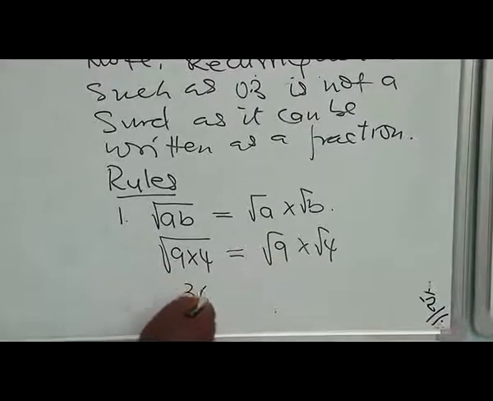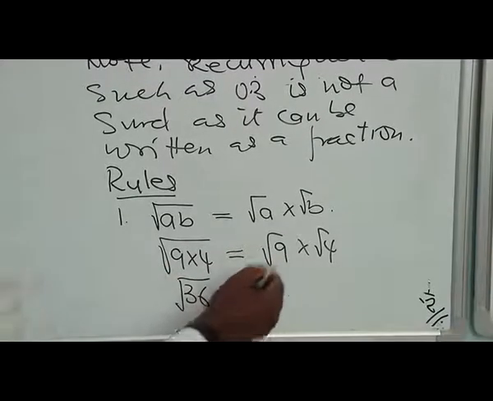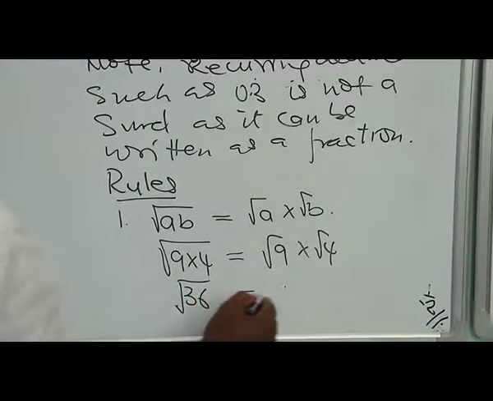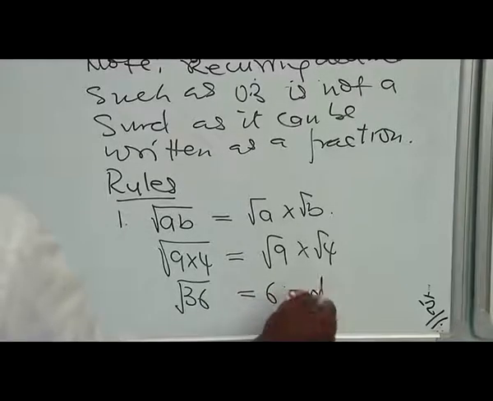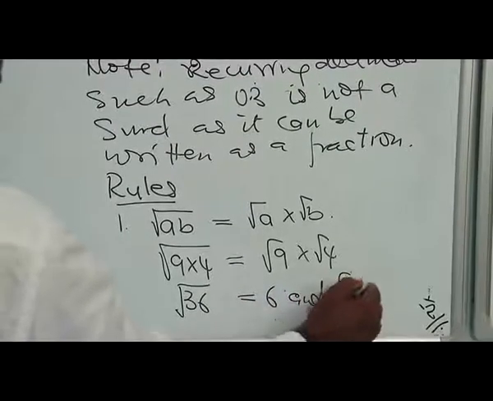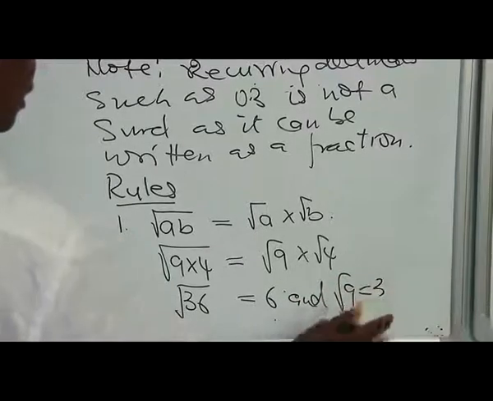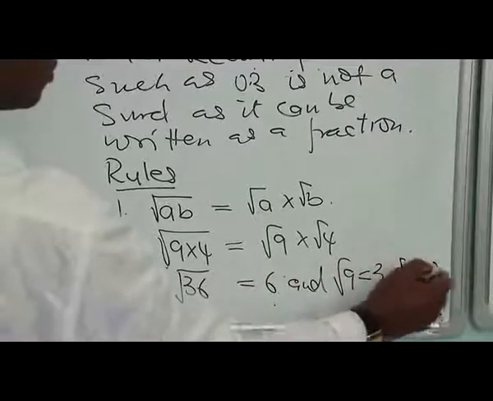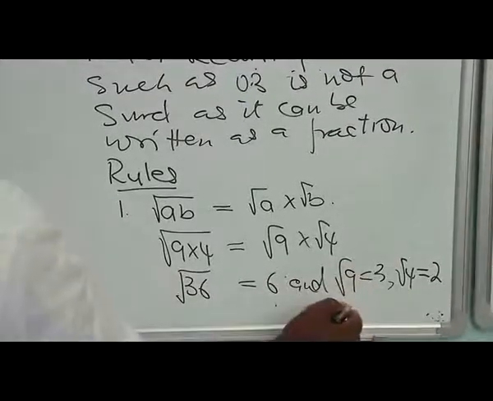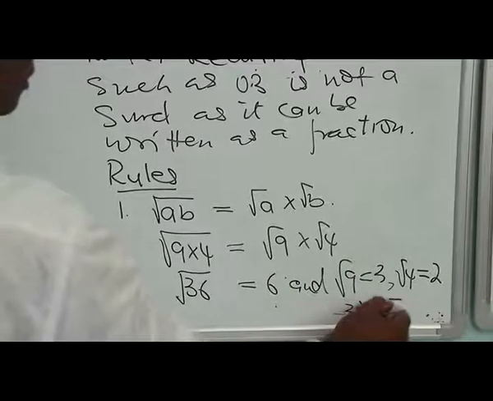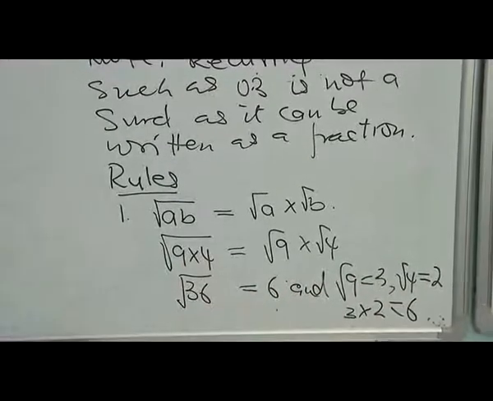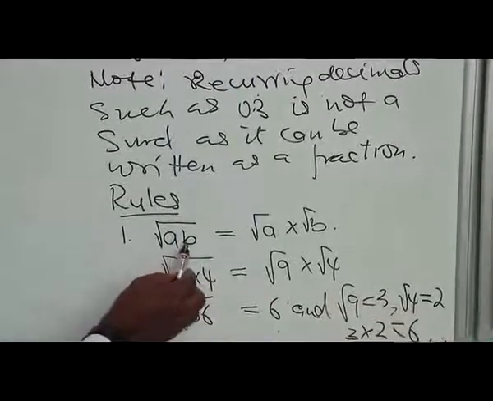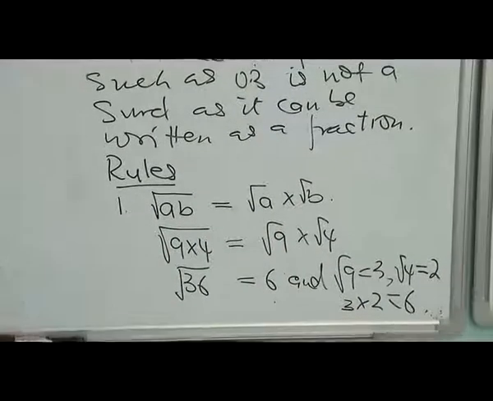Here you have 36 under square root, and the square root of 36 is 6. And then you have root 9 is equal to 3, and root 4 is equal to 2. And 3 times 2 is equal to 6. So you discover that they are equal. That is the first rule of surd. So multiplication of surd can be done separately.